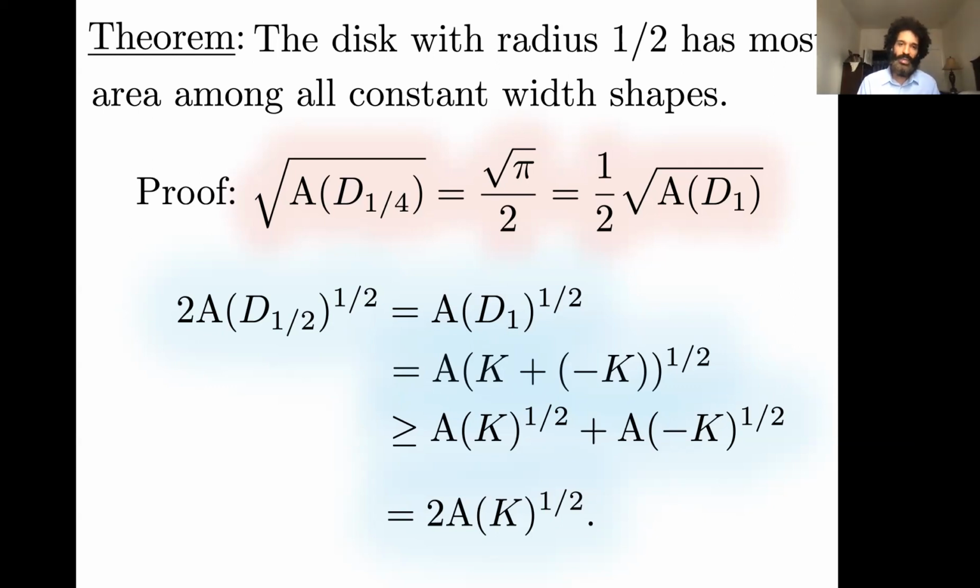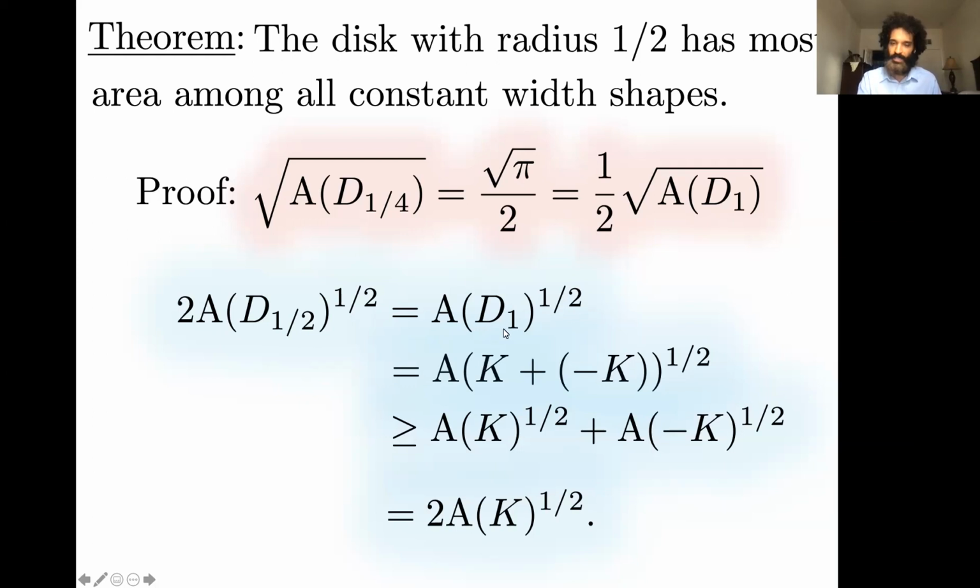So the area of the disk of radius, sorry, this should be a half, excuse me, I'm getting too excited here. The disk of radius 1/2 has area pi/4. If I take the square root of that, I get the square root of pi over 2. But that's the same thing as 1/2 times the square root of the area of the disk of radius 1, which is just the square root of pi. So if I multiply this by 2, I get this line right here.